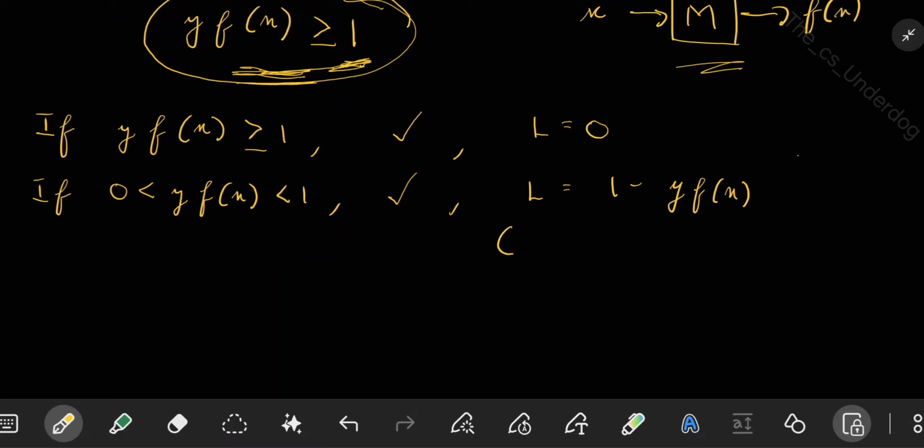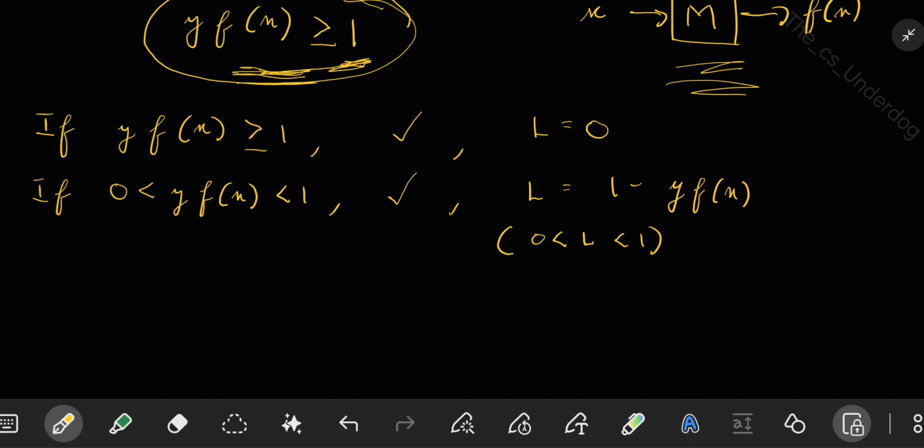Okay, I'll mark it here. This would mean your loss value is between 0 and 1 in this particular case. So keep in mind, it is actually a correct prediction. When your y into f of x, the model output, is between 0 and 1, the prediction is right, but still you want to penalize. You are saying my loss will be equal to 1 minus y into f of x, which would mean there will be a loss of something between 0 and 1.